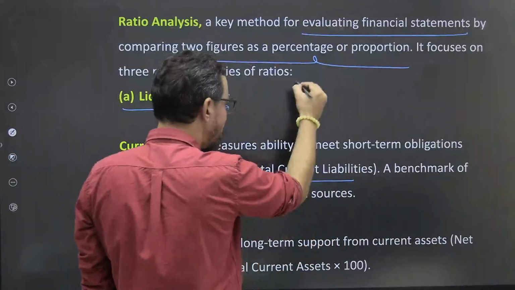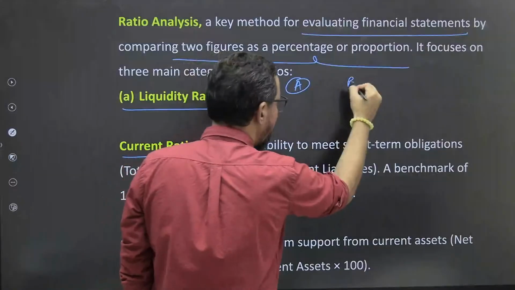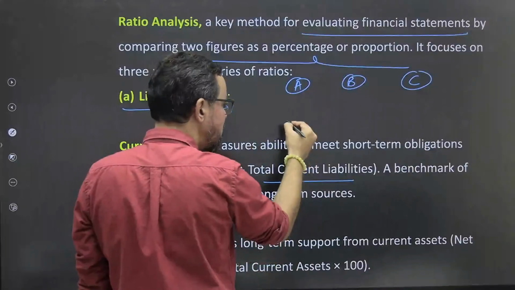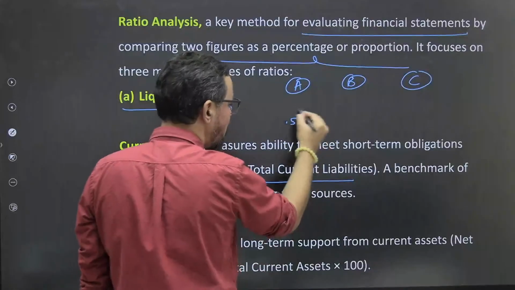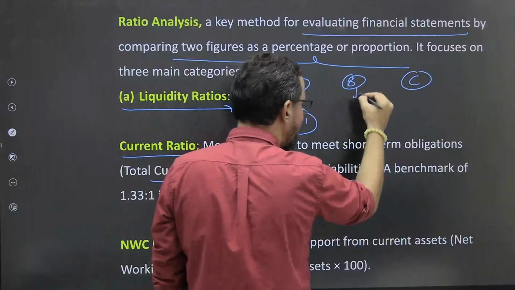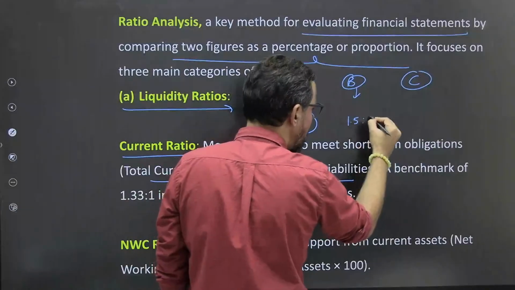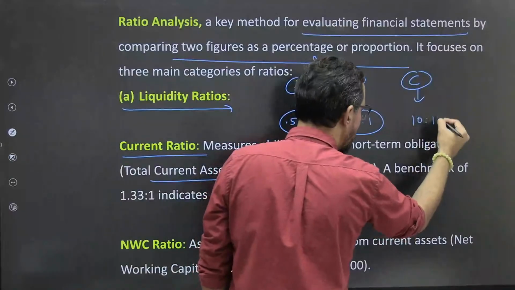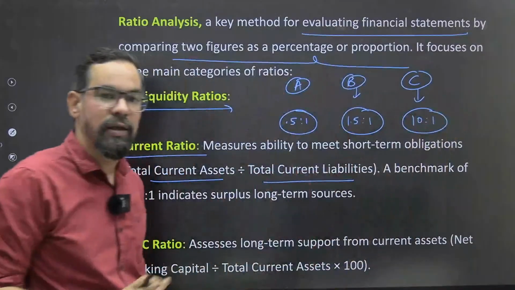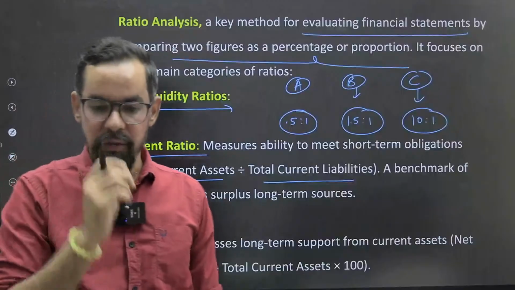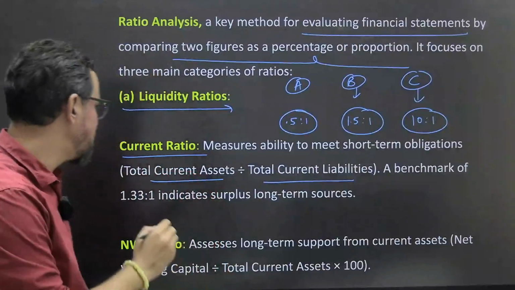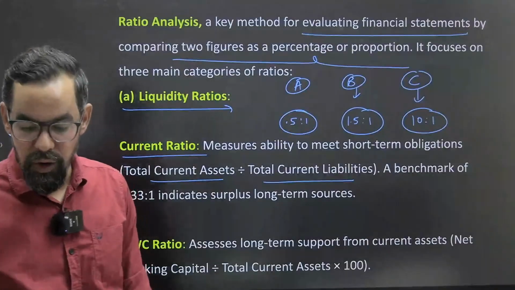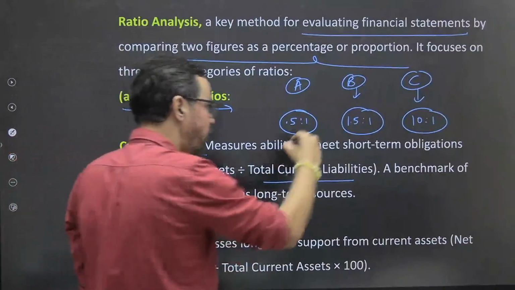Let's say we have three companies, company A, company B and company C. For company A their current ratio is 0.50 to 1, for company B their current ratio is 1.5 to 1, and for company C, their current ratio is 10:1. Now these three companies are there. We have to analyze which company is best managing their current assets and current liabilities. So what will be your answer? Your answer will be company B.